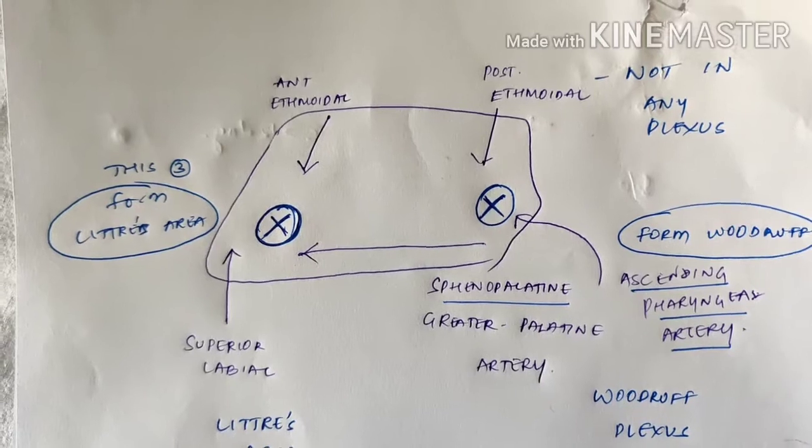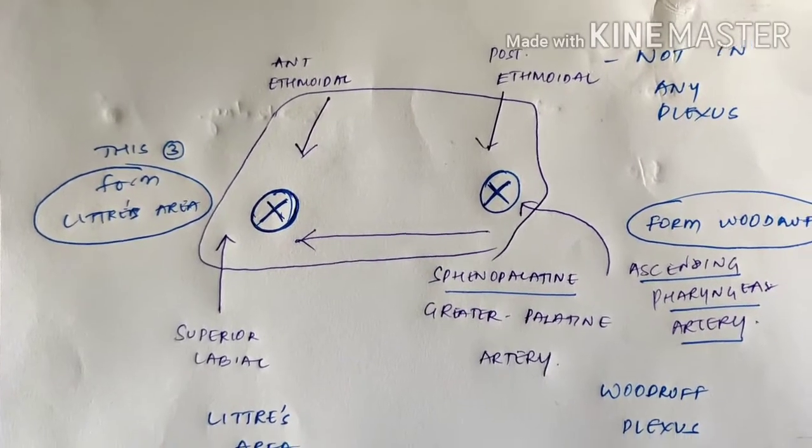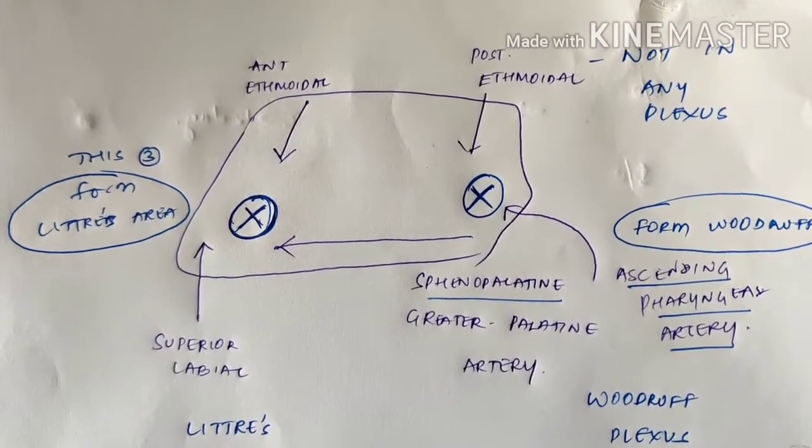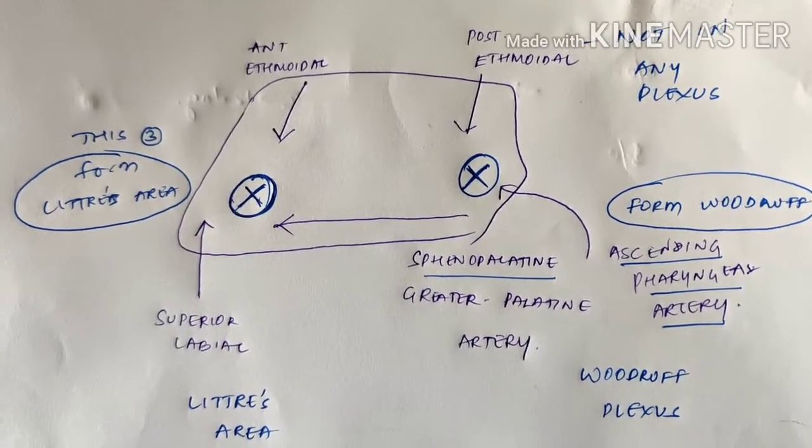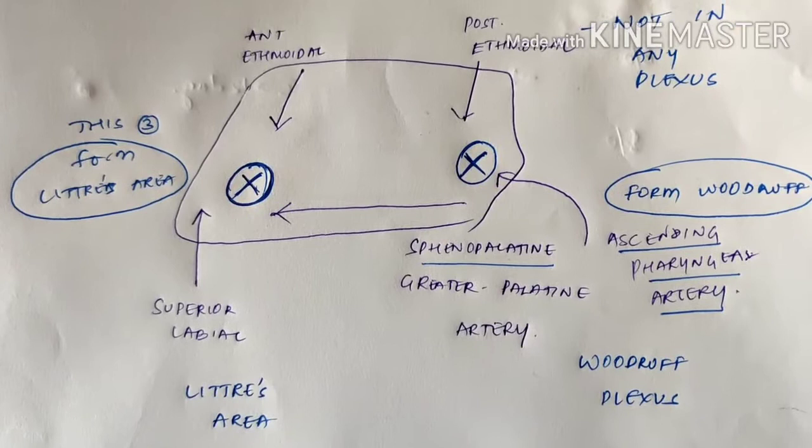Epistaxis is a very simple topic. Here are two important things you must remember, two important areas. One is Little's area and another one is Woodruff's plexus. What is the basic blood supply to the nose?